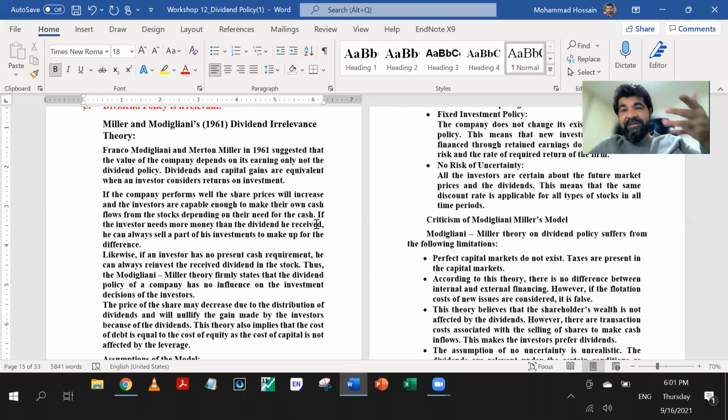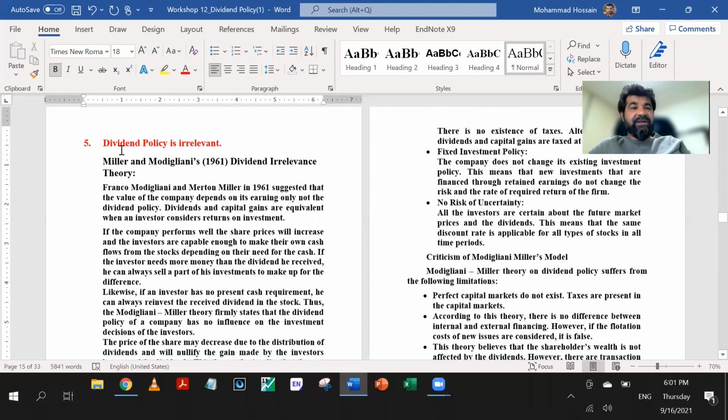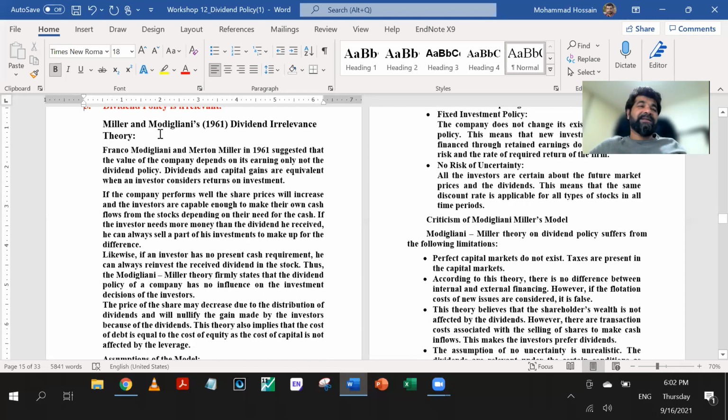The share price is increasing, right? That's what they mean, so there is no need to actually worry about dividends. In this case, we're saying dividend policy is irrelevant. It's not relevant at all. The main thing is that the share price is increasing and the company's value is increasing. If company value increases, the share price also increases automatically.